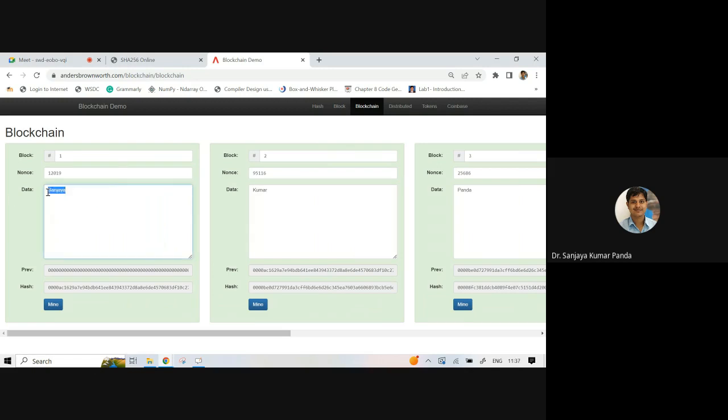Actually, the data contain the transactions only, right? It contains the transaction only. So irrespective of the transactions, you will get the same fixed size of the hash value, because this hash value is used only for verification purpose.